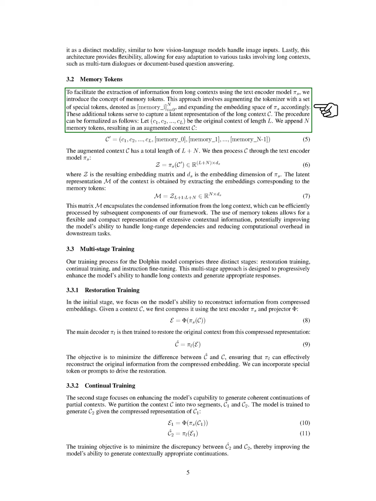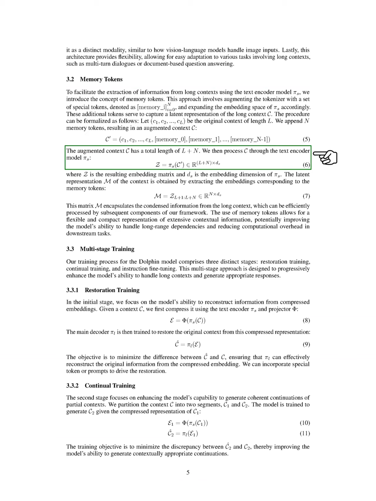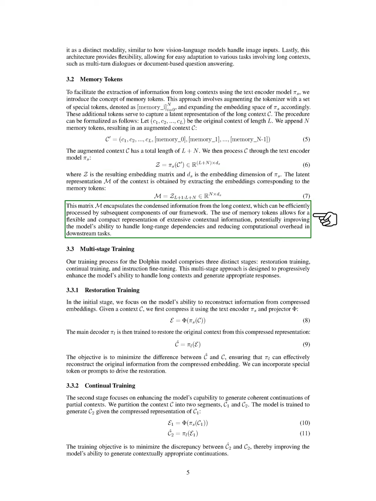To enhance information extraction from long contexts, we introduce memory tokens. We augment the tokenizer with special tokens that capture a latent representation of the long context. By appending these memory tokens to the original context, we create an augmented context that we then process through the text encoder. The resulting embeddings corresponding to the memory tokens provide a condensed representation of the long context, improving our model's ability to manage long-range dependencies while reducing computational demands.